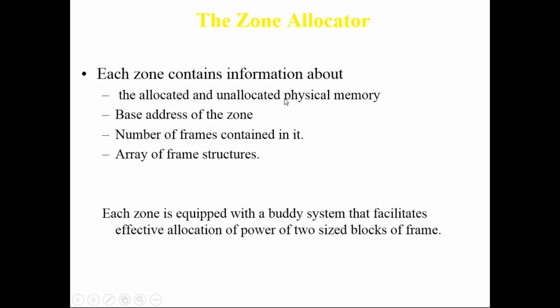Each zone has its own allocated and unallocated physical memory, base address, number of frames, and area of frames. Each zone is equipped with a buddy system that facilitates effective allocation of power-of-two sized blocks of frames. So each zone has its own buddy system, and they can increase in size depending upon the capacity and the process requirements.